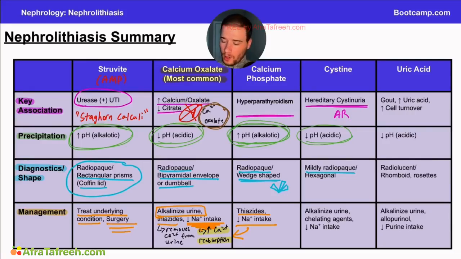The shape here is worth knowing. This is a hexagonal shape, which should be fairly easy to recognize if they were to give you them on a urinalysis. And when we consider our management options here, we are looking at alkalinizing the urine. This can include giving something like a potassium citrate.